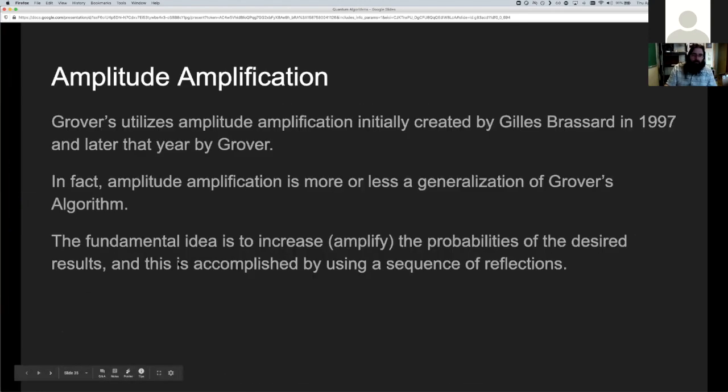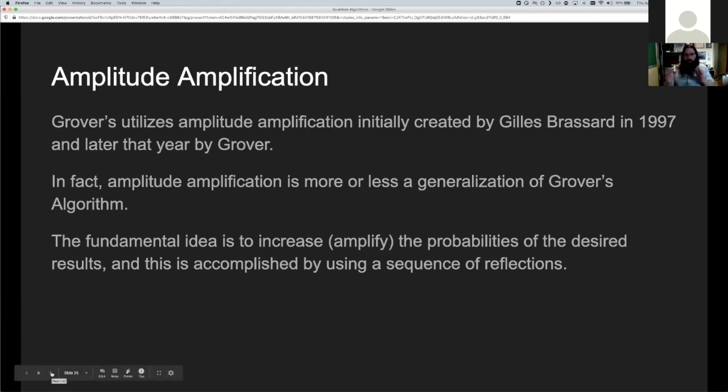I'll get into why that's important for Grover's in a second. Grover's uses what's known as amplitude amplification, which was initially created by, I believe, Gilles Brassard in '97. Later that year, Grover followed up, and I think they worked together on an advanced amplitude amplification. To be fair, amplitude amplification is more or less a generalization of Grover's algorithm. The fundamental idea is to increase, or amplify, the probabilities of the desired results. This is accomplished by using a sequence of reflections, which again is the whole quantum physics coming through.